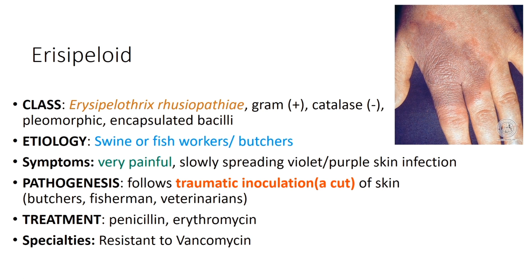And so treatment for this is going to be penicillin and erythromycin, which is a macrolide, and then specialties. So this is something that is very resistant to vancomycin. So you need to know which ones are resistant to what if they come up, because that's actually pretty high yield to know, especially when you're coming up to fifth term in pharm. That's something you should definitely know as well. So vancomycin, these guys are resistant to.